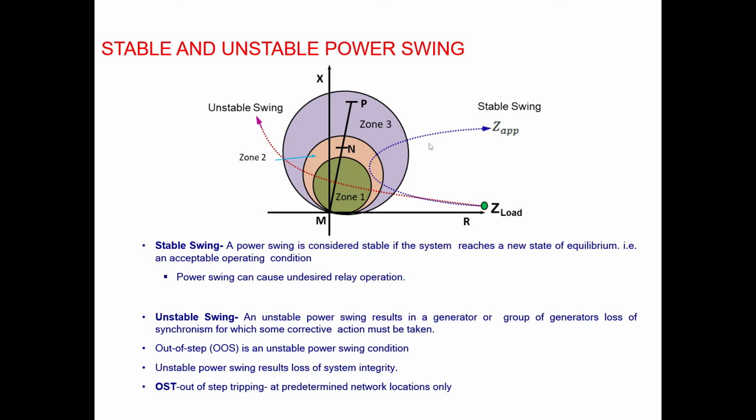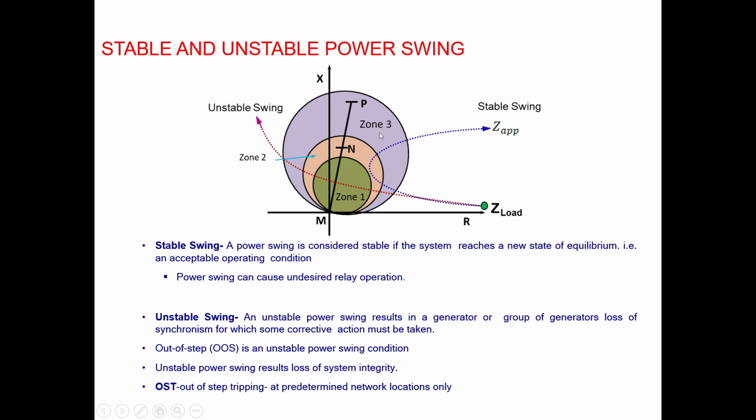In case of a stable swing, the rotor will swing and then it will reach a new equilibrium point and settle at that point. When it is swinging from one point to another, your impedance is reducing, and then the rotor will swing back to settle at the new equilibrium position. In that case your impedance will again start increasing. So if you see here, first the impedance was reducing and coming inside the zone, and then it comes out of the zone and settles at some other location. In case of unstable swing, your impedance will keep on reducing, and then it will go outside the zones.